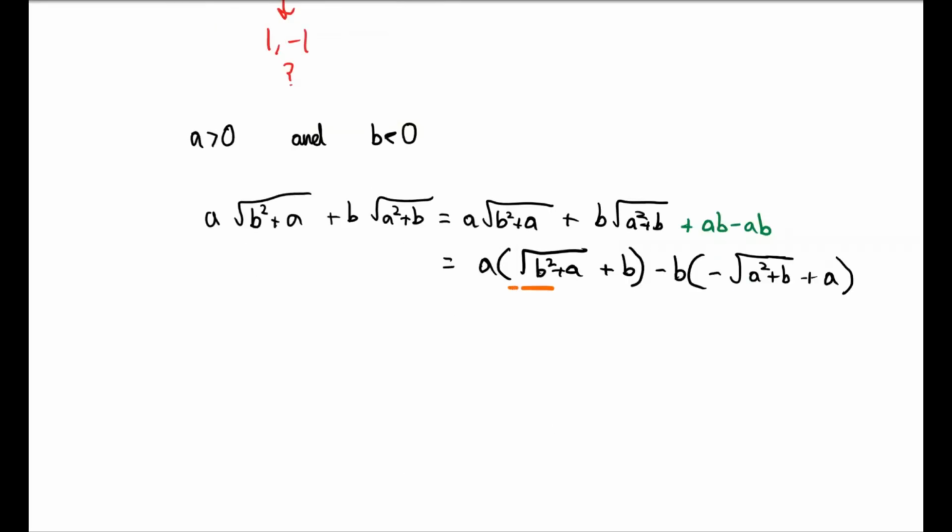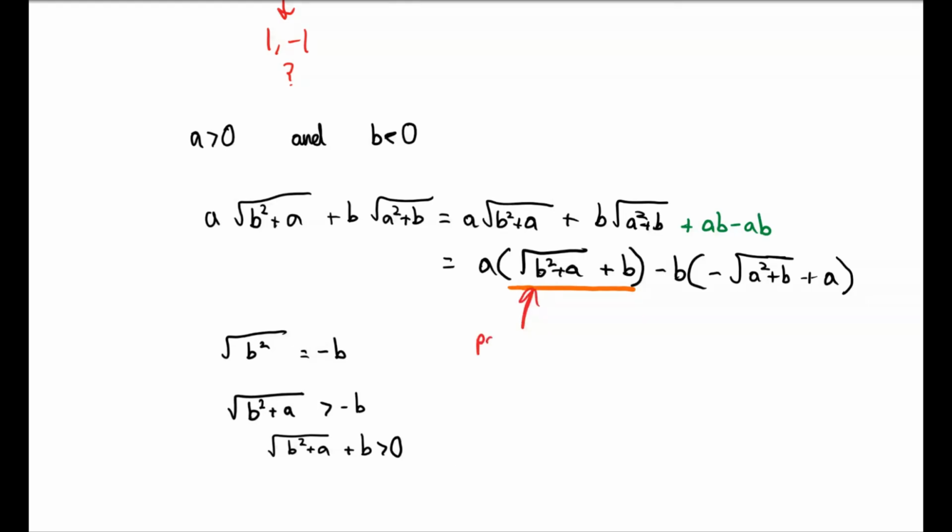Okay, so now let's consider this bracket. So the square root of b squared is going to be equal to negative b, and this is because b is negative. Now, this means that the square root of b squared plus a is going to be larger than minus b, and therefore the square root of b squared plus a plus b is larger than 0. So this means that this bracket is positive, and we also know that a is positive. So here, we've got a positive times a positive, which in turn is going to give us a positive.